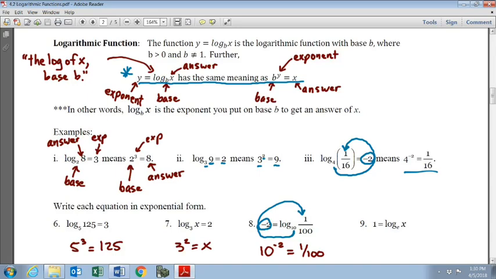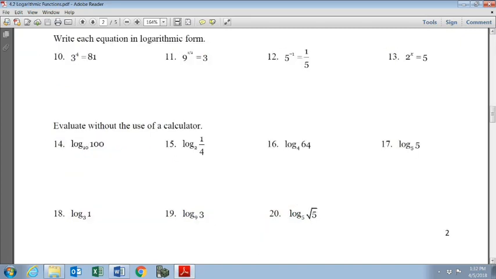And on the last one here, notice your base is e, the exponent, that's going to be the 1, and the last number would be x. All right, so now let's go from logarithmic form to exponential form.